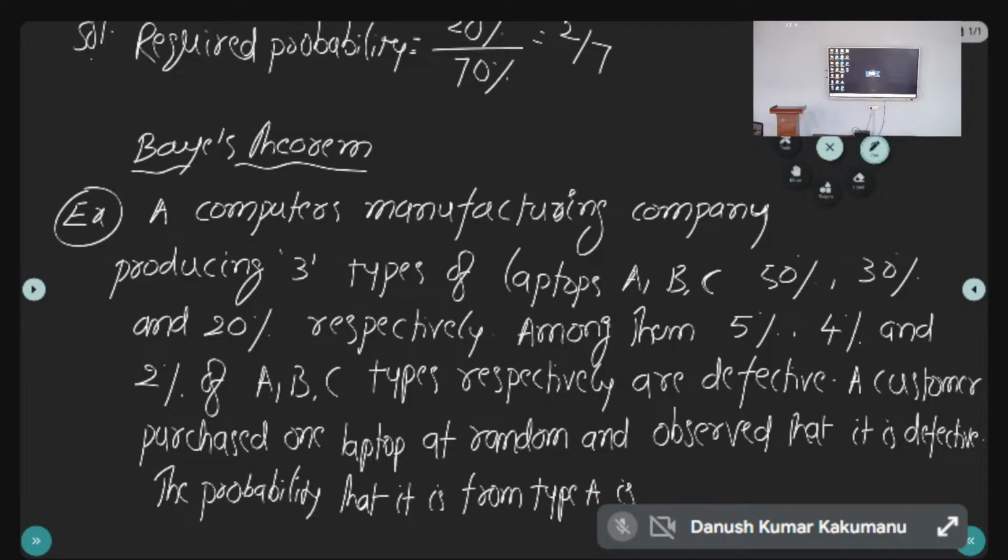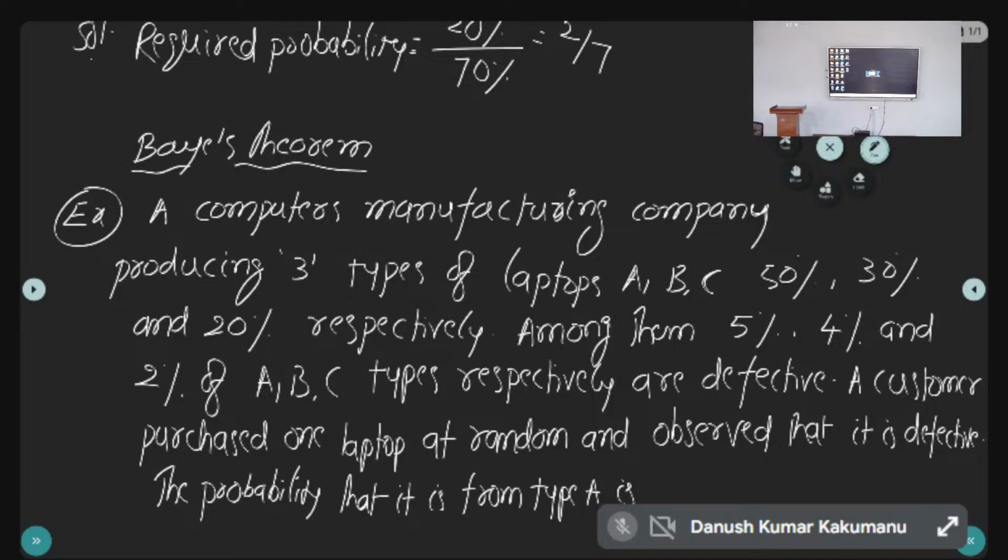If you follow notation, defective laptop means already defective goes to the denominator. Is it? Defective laptop goes to the denominator. Type A comes to the numerator. Is it? If you follow the notation. Again, without using any notations, logically I will try to answer the question.